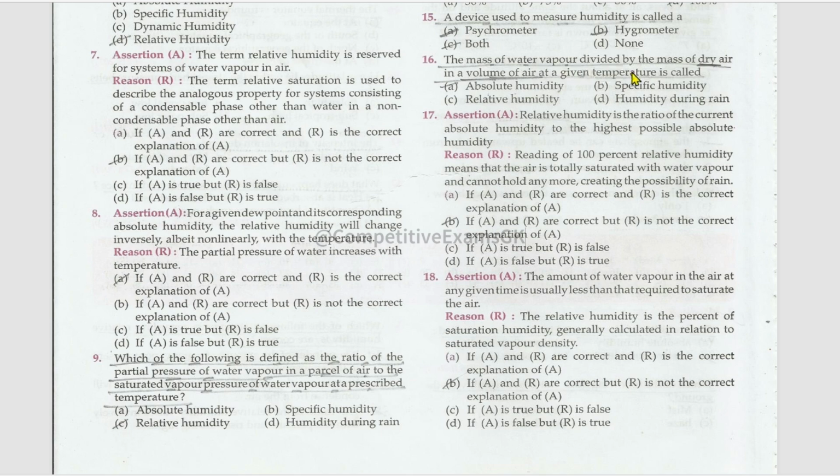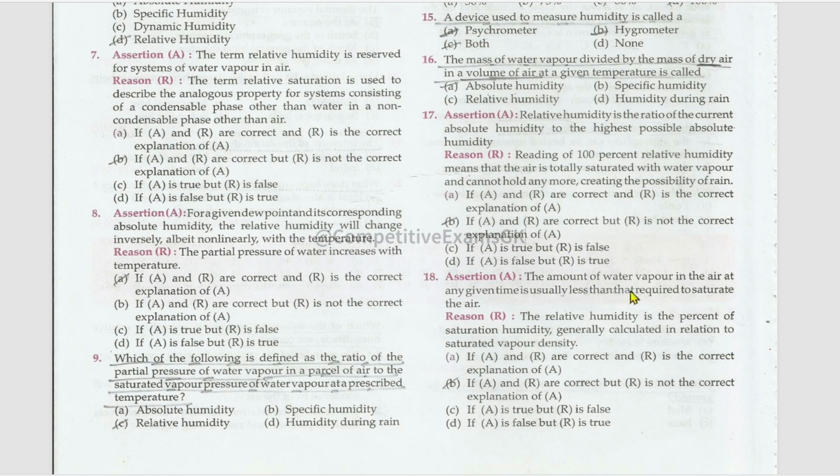The mass of water vapor divided by the mass of dry air in the volume of air at a given temperature is called absolute humidity. Next, assertion and reason. Relative humidity is the ratio of the current absolute humidity to the highest possible absolute humidity. True. A reading of 100% relative humidity means that the air is totally saturated with water vapor and cannot hold any more, creating the possibility of rain. The reason is also right, but this is not the right explanation for the assertion.